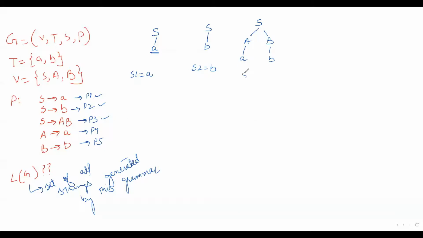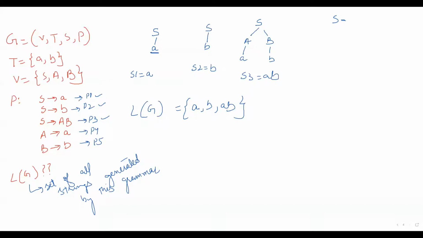So what is the another string? S3 is equal to AB. So is there any other string that I can generate from S? No. I have to always start from this symbol. Okay, S symbol. Now, what are the strings that are generated? One is A, another is B, and another is AB. So this set forms the language generated by this particular grammar, this grammar that we are discussing.